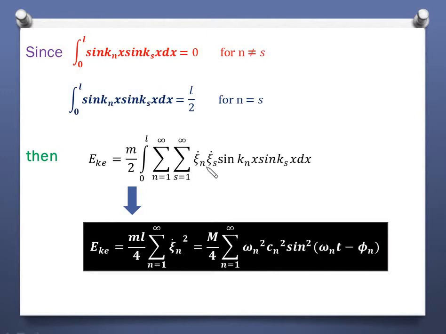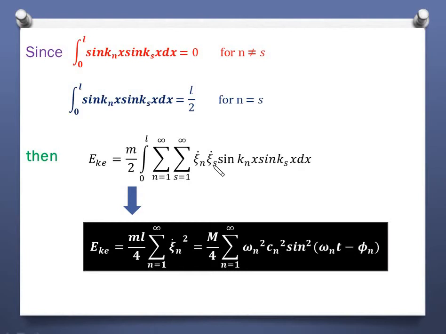Why? You just run over this summation, s equals 1 to infinity. So when you substitute s equals 1, then this becomes k1x, then s equals 2. So you will have an infinite number of terms. But because of this integration property, all terms will vanish except when s equals n.